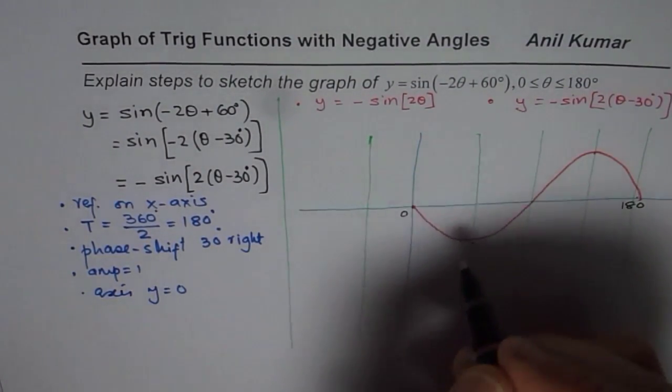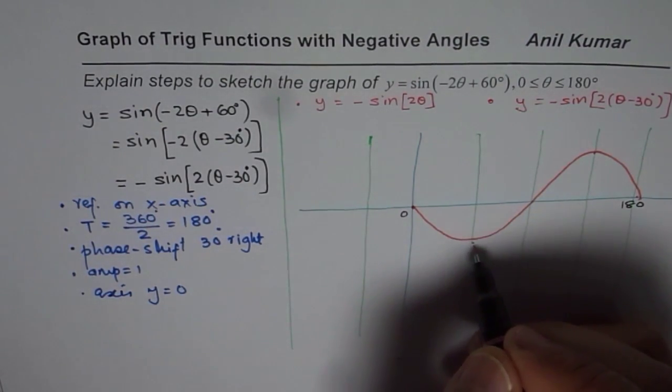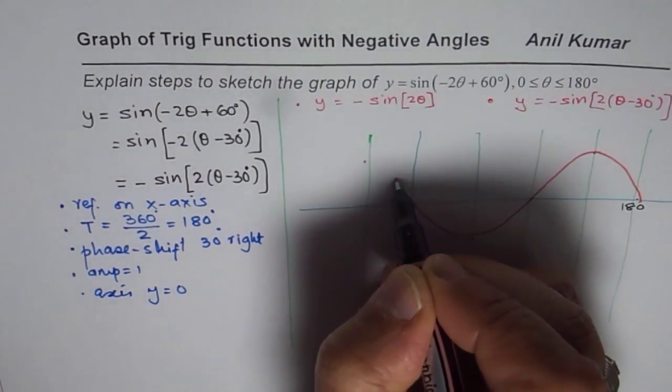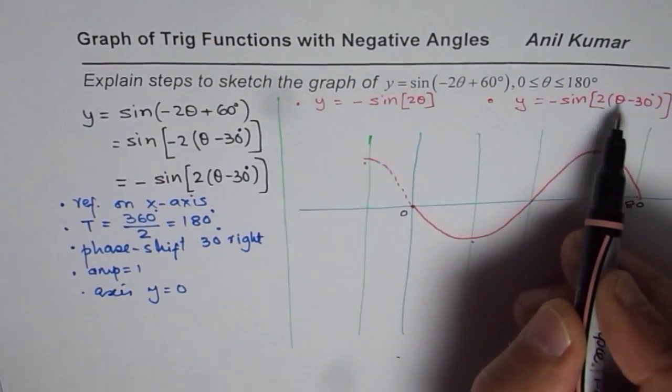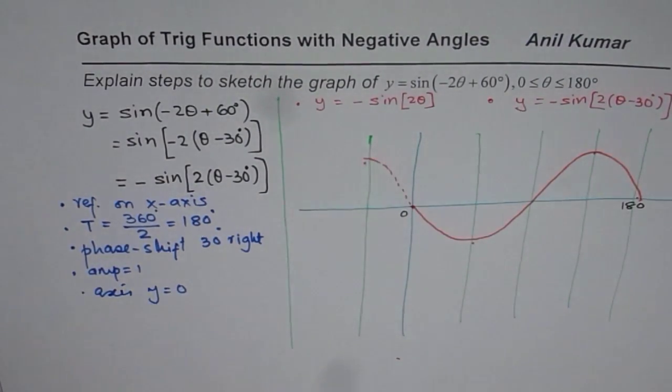Now, this is the quarter we are saying. So we do have a maximum here. So let me just sketch a part of the graph here also. The reason is we need to shift by 30 degrees to the right later, so we'll do that. Okay, it helps.